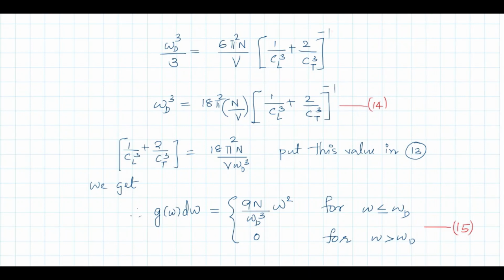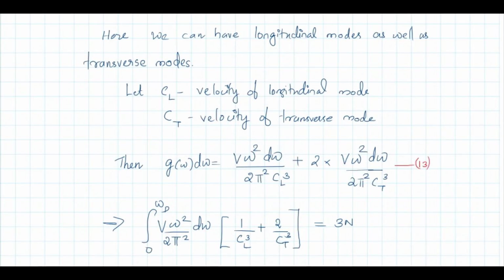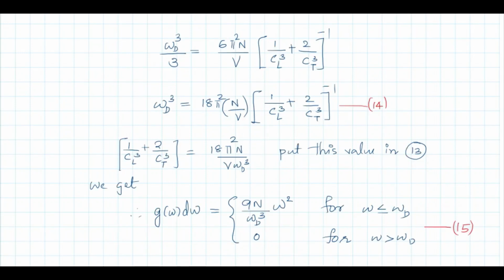This is equation number 14. So from here you can find the value of 1/C_L³ + 2/C_T³, and it is nothing but 18π² n/(V ω_D³). Put this value in equation number 13. In equation number 13, for 1/C_L³ + 2/C_T³, substitute this value.